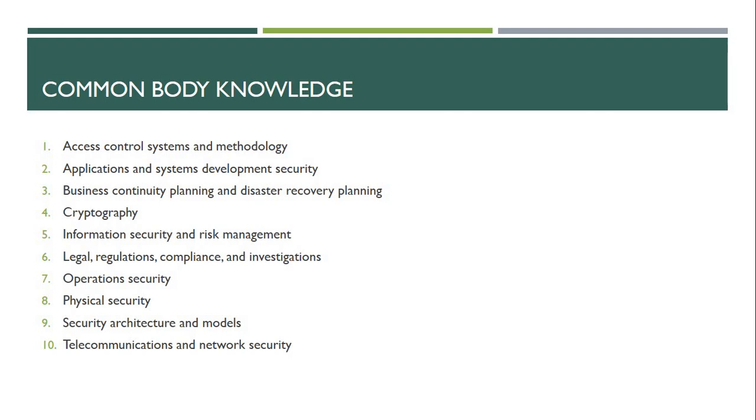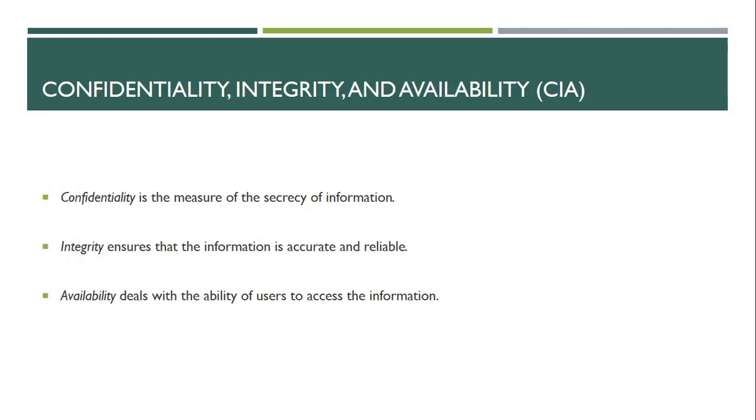The 10 Common Body of Knowledge or the CBK. We have here confidentiality, integrity, and availability. The CIA are the core tenets of information security and are widespread over all the domains of the Common Body of Knowledge. When we say confidentiality, it is the measure of the secrecy of information. An organization determines how data are to be used and assigns a confidentiality level to that data. If transmitted from one place to another, it ensures that the data were not observed by those who are not entitled to know about those contents. Okay? That is what we mean by confidentiality.